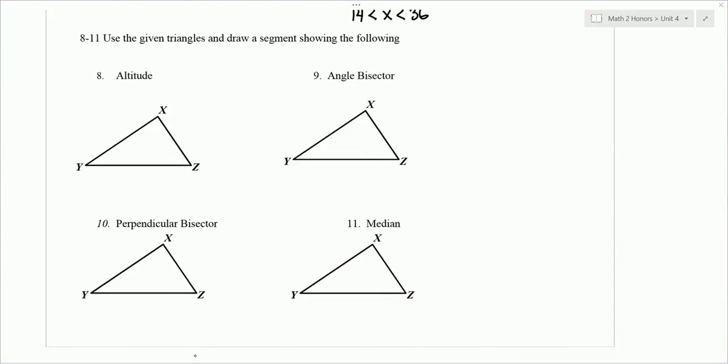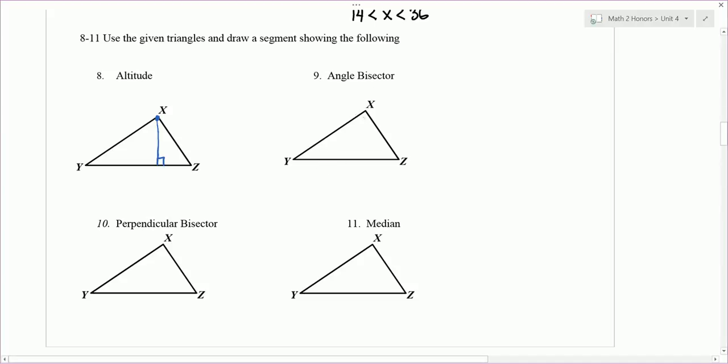Number 8 through 11, we're going to use the given triangles and draw a segment showing the following. So an altitude, of this first triangle, I'm going to go from point x. An altitude in a sense is the height of this triangle. And so we're going to drop a perpendicular to YZ, and it's got to go through that point x. So that's our altitude.